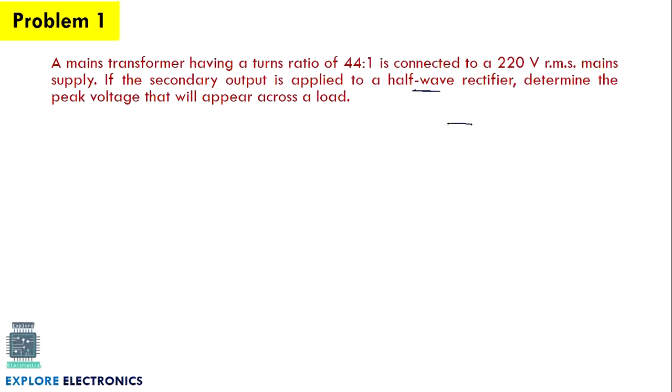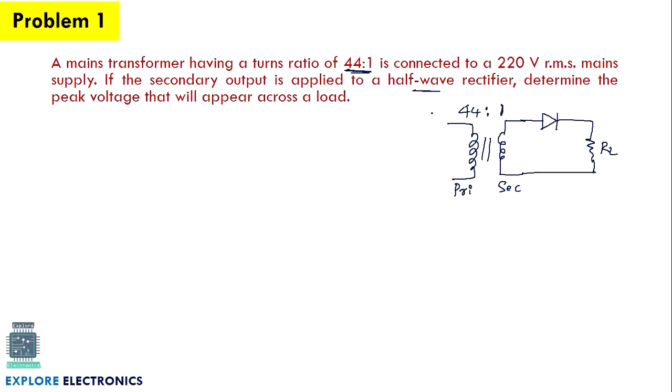First let us write the half wave rectifier circuit. Here is the transformer ratio that they have given, 44:1. This is the primary coil, this is the secondary coil. Primary coil will have 44 turns and secondary coil will have 1 turn. Here is the diode and a load is connected like this. This is RL.